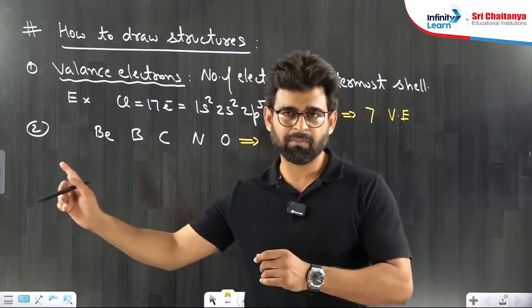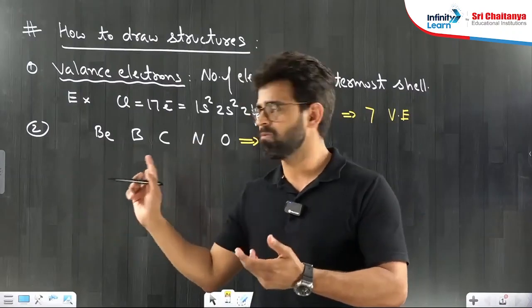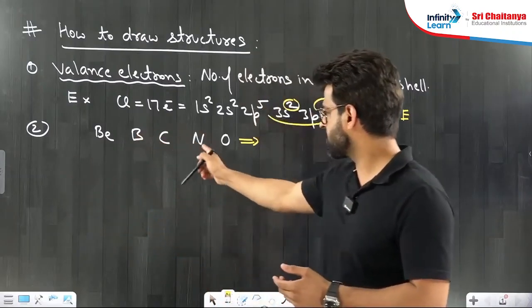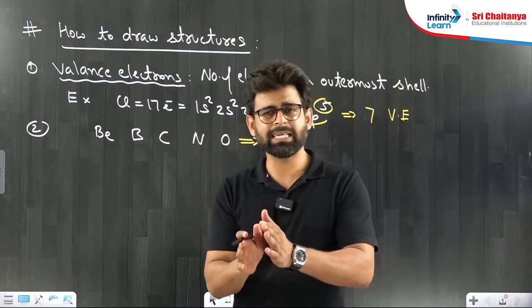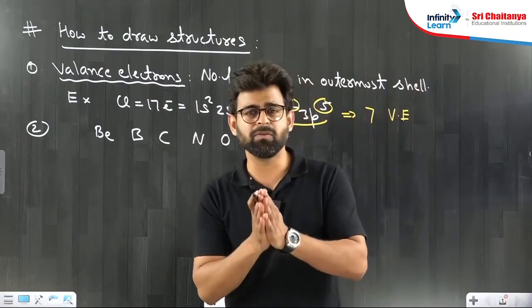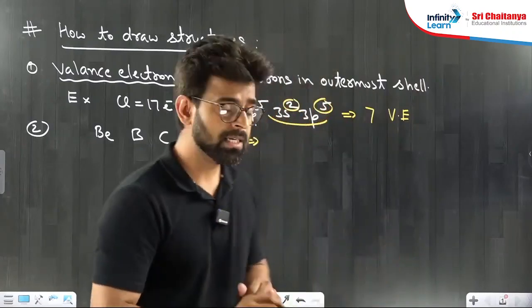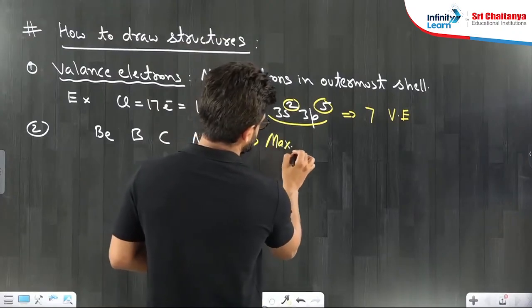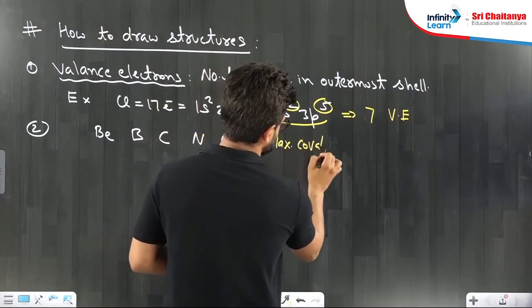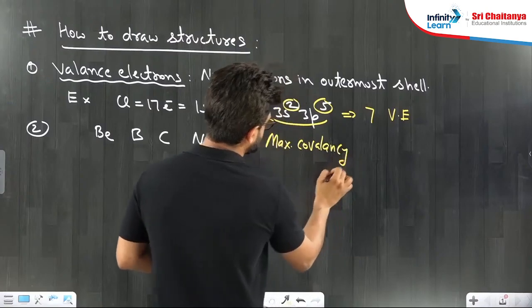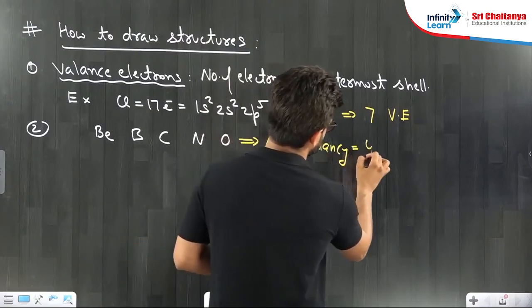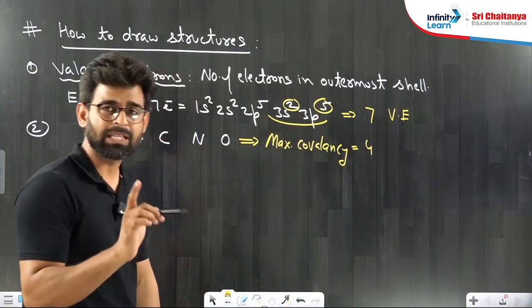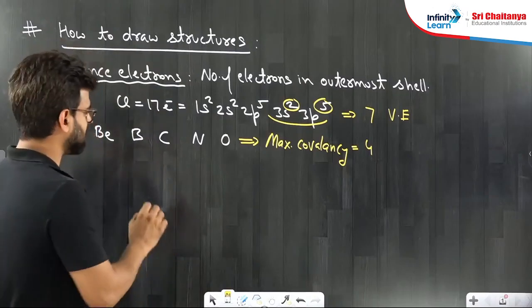Or you can remember element wise: beryllium, boron, carbon, nitrogen, oxygen. Second period elements will not make more than 4 bonds. So I will say, the maximum covalency of these elements is 4. These elements cannot make more than 4 bonds. So be careful about it.